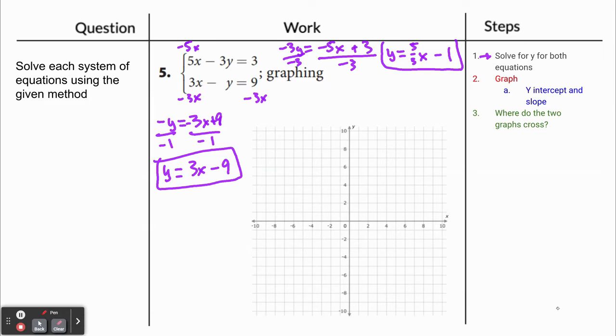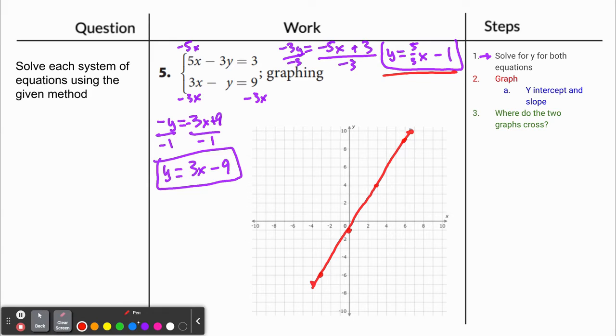I'll graph this first one in red here. So I have a y-intercept of negative 1 and a slope of 5 over 3. So I'm going to go up 1, 2, 3, 4, 5, and over 1, 2, 3. I could also go down 1, 2, 3, 4, 5, and to the left 3 as well. And there's my line for the first one.